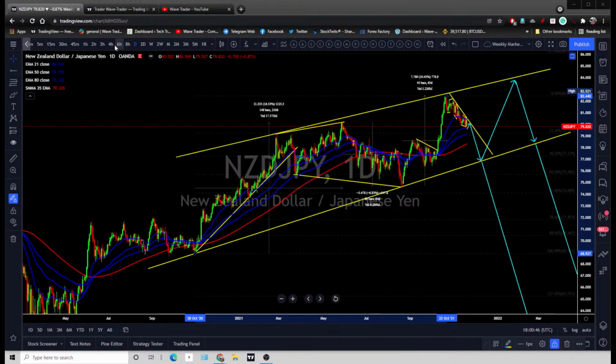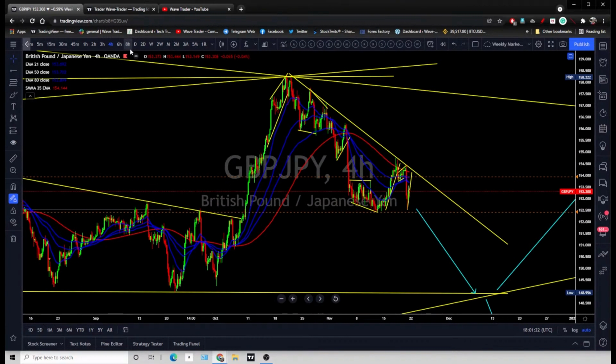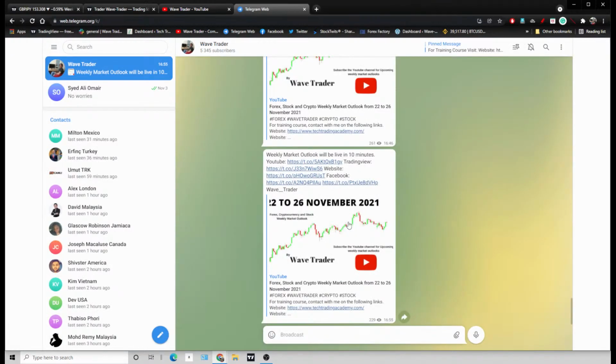There was a setup for 4 hour time frame. Okay, so the more interesting chart on pound yen is this, for you to learn something, guys.